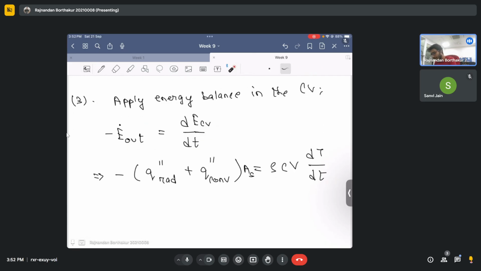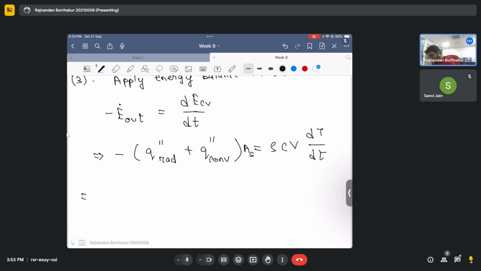It's simply because, since we are considering volume here, it's better to write this as energy and not in terms of flux. So E dot out is basically the net flux times the A_s, and this net flux is due to two things. First, there is radiation heat transfer taking place, which is Q dot rad, and there is also convection, which is Q dot conv, times this A_s.